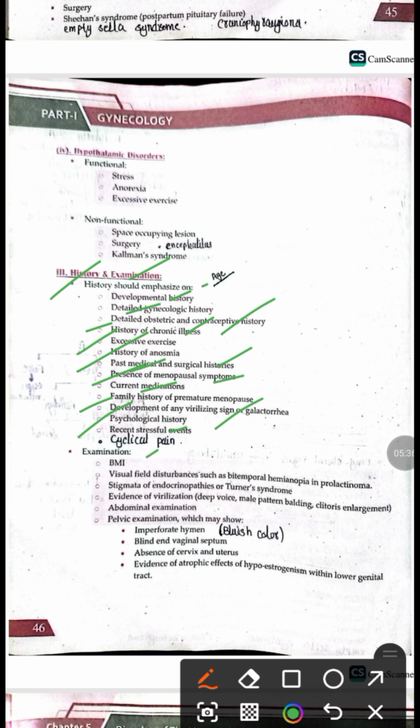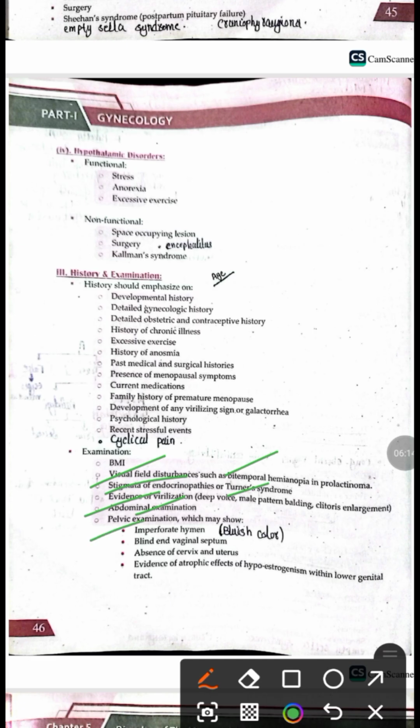In examination, we calculate the body mass index. We also do the visual confrontation test for visual field defects, and look for bitemporal hemianopia, which is present in the case of prolactinoma pituitary adenoma. Similarly, we also assess the patient for the stigmata of endocrinopathies or the signs of Turner syndrome. We also look for evidence of virilization, and we do an abdominal examination and a pelvic examination.